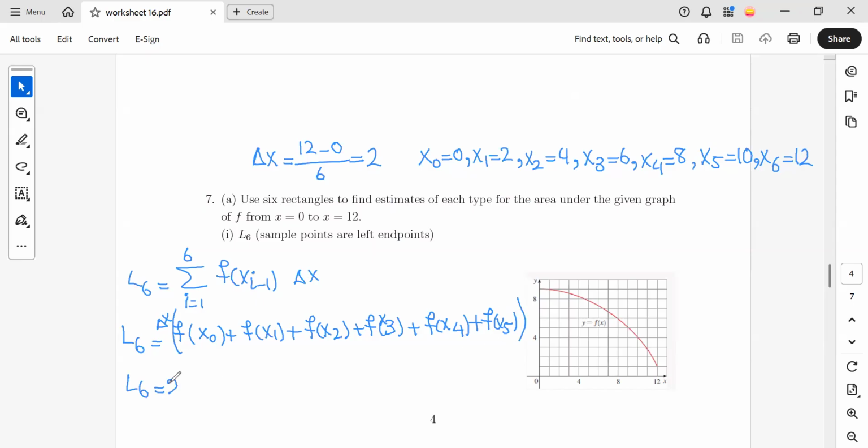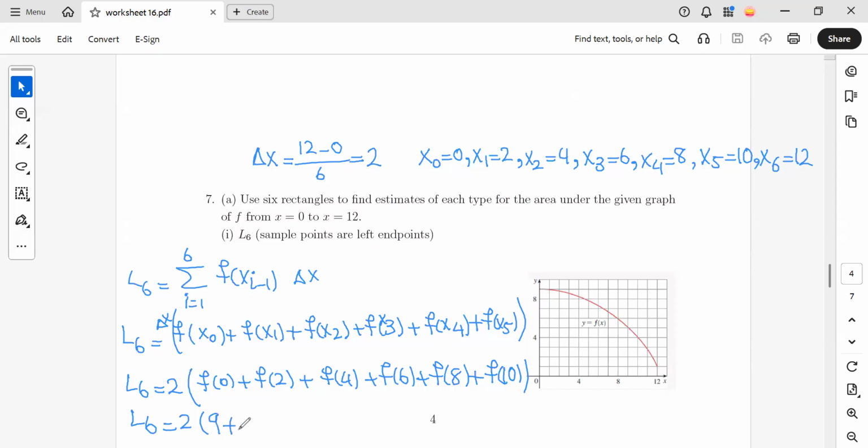We know that delta x is just 2, f of 0, 2, 4, 6, 8, and 10, because we are going to use left endpoints. And those numbers will be using this graph. I would write the amounts approximately. You may change it somehow.